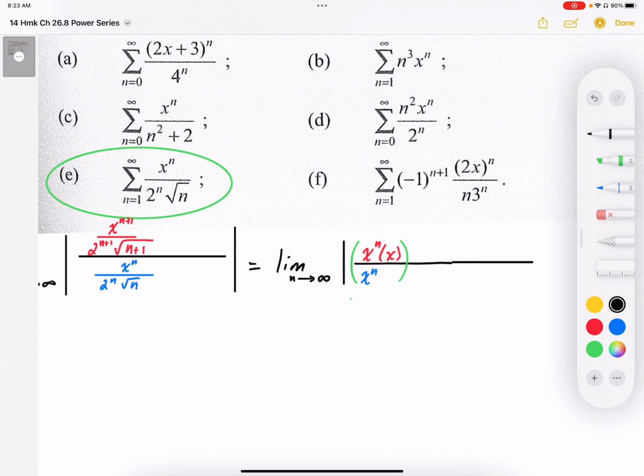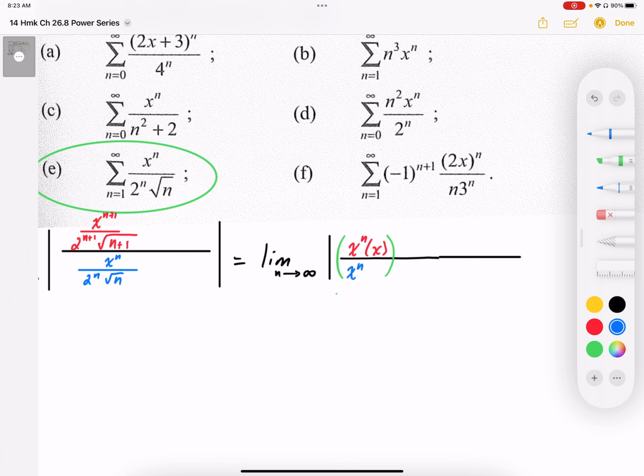I'm going to group together my 2 to the power n, so we end up with 2 to the power n in the numerator, and then the denominator we had 2 to the power n plus 1, so I'm going to show that plus 1 as a times 2. That's going to be grouped together. And then lastly, we have our n terms, so this works out to be square root n over square root n plus 1, and again, that's going to be grouped together.